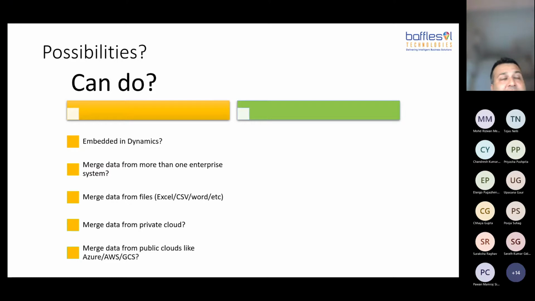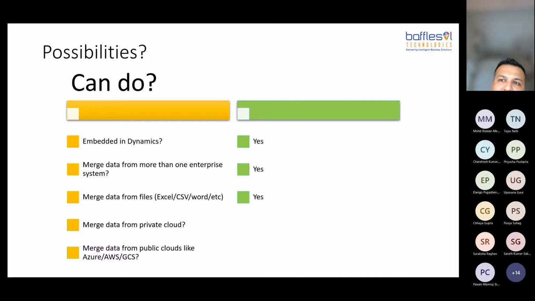Embedded in Dynamics, yes, it can be embedded in Dynamics, and you can also run it independently. Well, yes, there is no limit on how many sources you can have, or what type of sources you have. Even the answer for the next one is also yes, because all these CSV files, Excel, Word, or even images are sources for the reporting tool. What you do basically is you pick up each source's data and you perform an ETL operation on it. When I say ETL, it means extract, transform, and load.